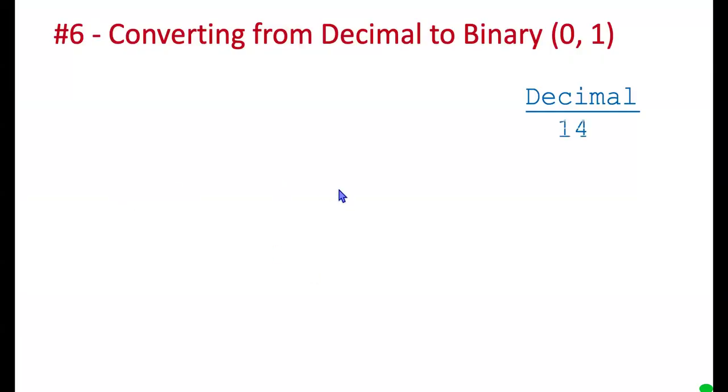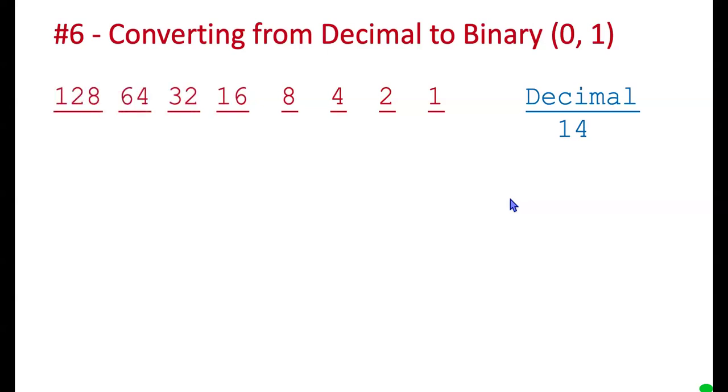All right, what if I gave you the number 14 decimal? How do we convert that to binary? Okay, let's take a look. Let's look at it like this. I owe you $14. Okay. And I can give you a $128 bill, a $64 bill, a $32 bill, a $16 bill, $8 bill, $4 bill, $2 bill, or $1 bill, or any of these. But I can only give you one of them or 0.